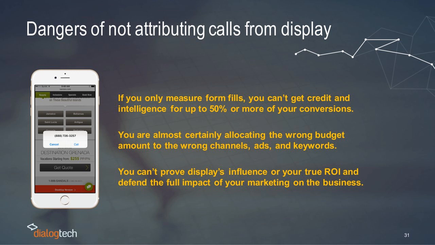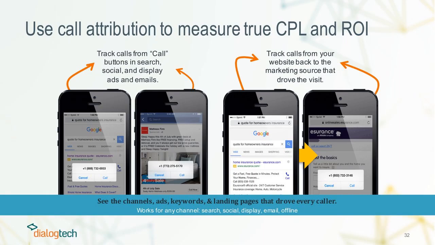And by having call attribution in place, I know what ads, what placements, what creative is driving those phone calls, so that I'm not only measuring the true impact of my display, I'm also able to optimize display for what's not just driving online conversions, but also those call conversions. And it's really important for marketers to make sure that they're measuring their true CPL and true ROI.